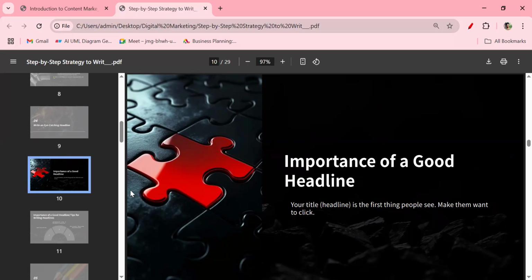So how can those headlines be made? You can take a reference from the news. You can see in the news how they are making headlines.